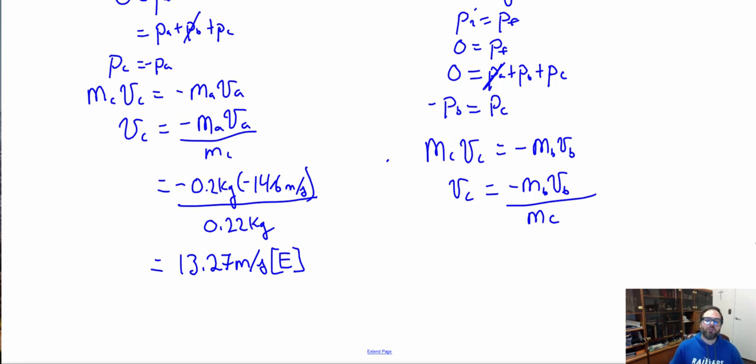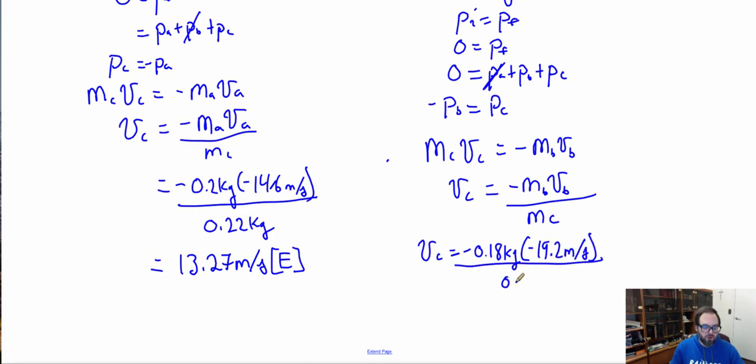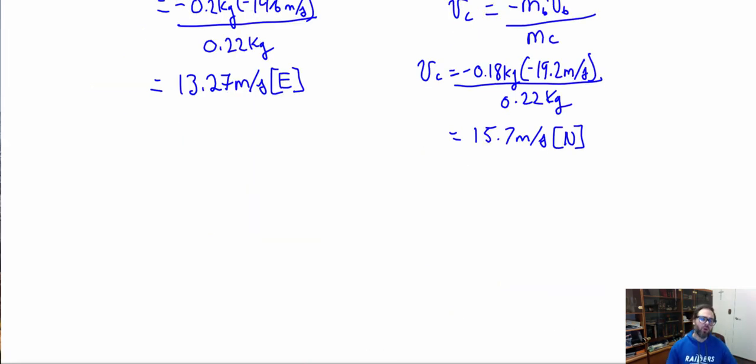Now, I am going to do my substitution. So I'm going to end up getting 0.18 kilograms multiplied by negative 19.2 meters per second, because remember, it is going south, all divided by 0.22 kilograms. What will that give me? That ends up giving me 15.7 meters per second. And that's going to be a positive because we have two negatives that cancel each other out. So now that I know my x and y vectors, let's try and figure out my resultant.